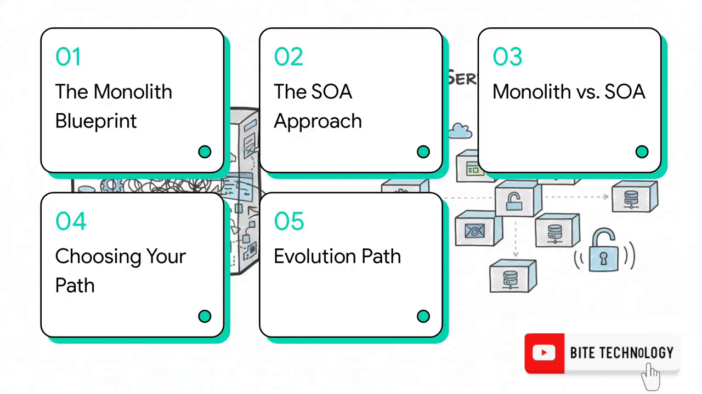So here's our game plan. First up, we're going to dig into the original blueprint, the monolith. Then we'll look at a totally different approach with SOA. After that, it's showdown time. We'll put them head to head. Then we'll get practical and help you figure out which one is right for you. And finally, we'll see how this is all part of a bigger journey of evolution. So let's start at the beginning.